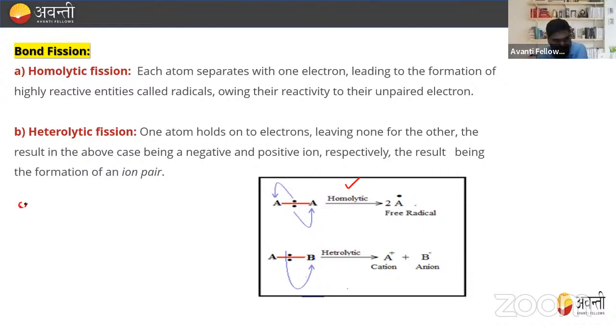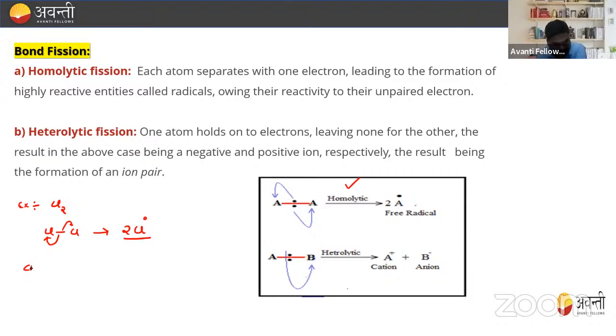For example, we can also say in case of a Cl2 molecule, we have two different Cls. So each of the electrons is taken away by one chlorine atom, and the formation of two free radicals of chlorine takes place.